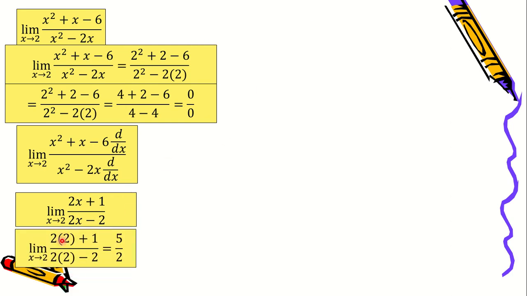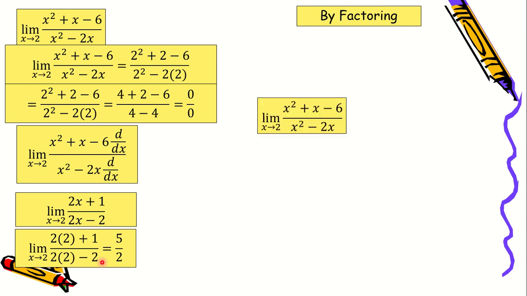And then, kapag plinag-in natin yung 2 dito, so we have 2 times 2 plus 1 divided by 2 times 2 minus 2. So 2 times 2 is 4 plus 1, that's 5. 2 times 2 is 4 minus 2 is equal to 2. So the final answer is 5 halves, or 5 over 2. Okay, so another way in which we can get the same answer is by factoring.